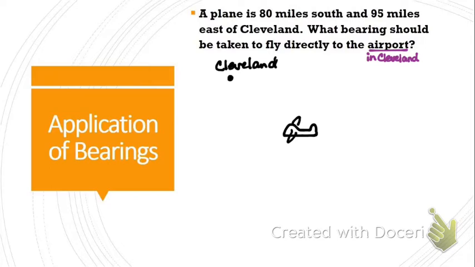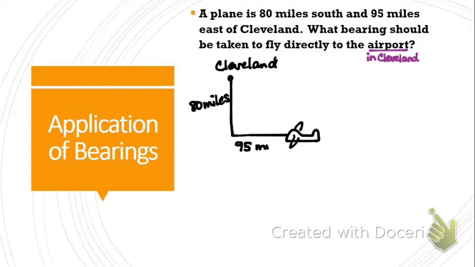What do we know about the relationship between the airplane and Cleveland? 80 miles south, so if I drop a straight line like this, that would be 80 miles. What else do I know? 95 miles to the east, so this way. And that's going to make a right angle, correct? What is it that I'm wanting to know? So who wants this bearing? The pilot.